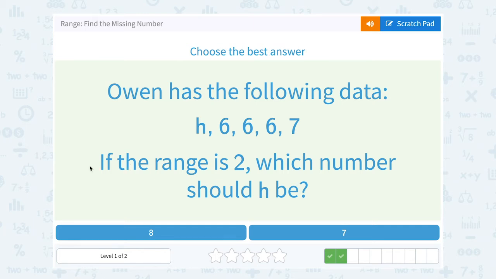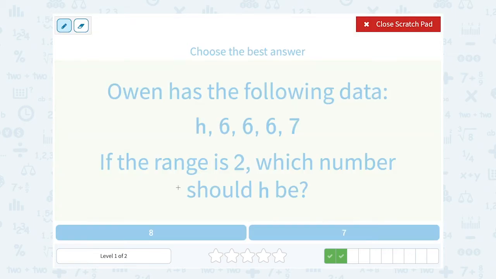Owen has the following data: H, 6, 6, 6, and 7. If the range is 2, which number should H be? Okay, well, keep in mind the biggest minus the smallest is the range. So we need to get an answer of 2 when we subtract the largest number minus the smallest. So 7's not going to work because 7 minus 6, right, for the largest and smallest would only give us 1. But 8 looks promising because the biggest number would be 8 and the smallest would be 6. And then when I subtract, I'd get that range of 2.